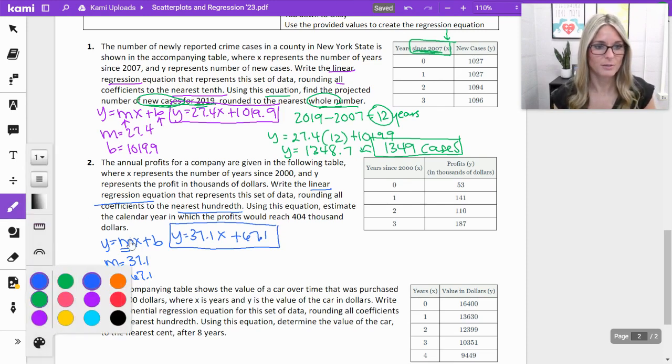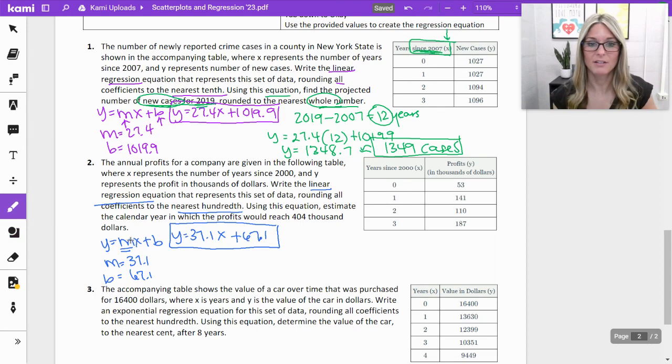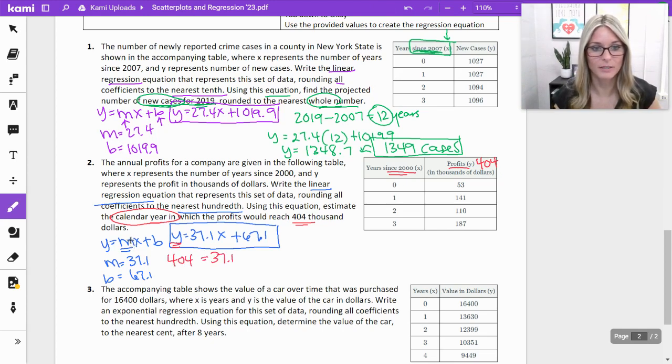Now, part 2, let's switch colors. How about red? In using this equation, estimate the calendar year in which the profits would reach $404,000. We were given $404,000, which is profits. That's information we've been given. We are finding the year, which we'll need to calculate after 2000. Yes? So let's take our equation. We're plugging in profit, which was Y. 404 equals 37.1x plus 67.1.